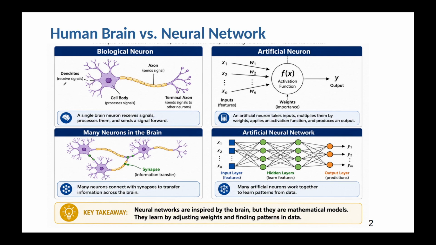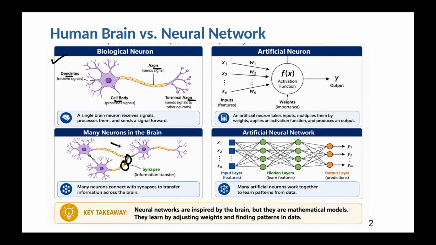This is a biological neuron. It has dendrites, a cell body, an axon, and terminal axons. Dendrites receive signals from other neurons. The cell body processes the signals. The axon sends the signal forward. At the end, terminal axons pass the signal to other neurons. The connection point between neurons is called a synapse. Through the synapse, information is transmitted from one neuron to another.